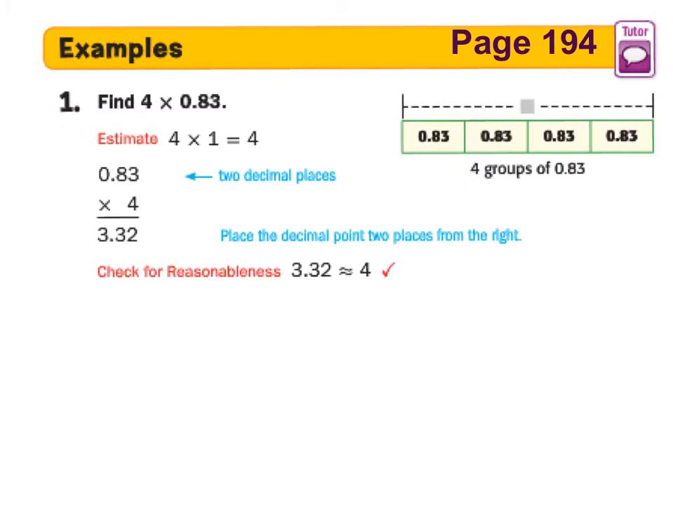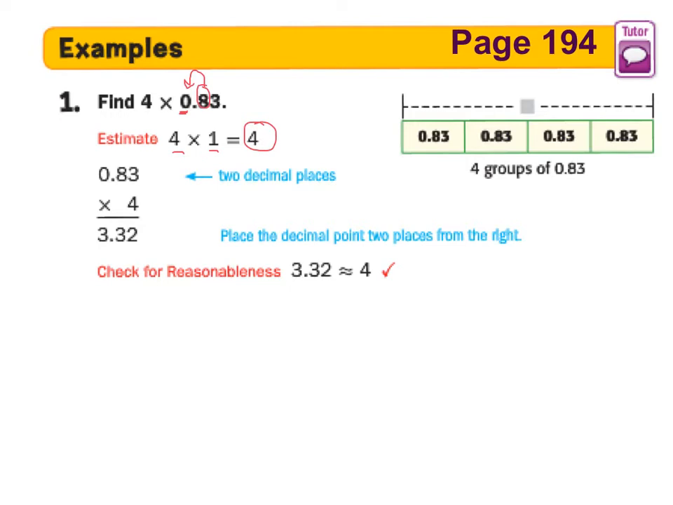Looking at example 1, we're going to start off with an estimate. 4 is a nice number as itself. We'll leave it as is. And if we are rounding to our greatest place value, the 8 is big enough to push the 0 to a 1. So our estimate is going to be 4 times 1, or 4. So then I would suggest, let's do this over on the side, we could take and add 4 groups of 83 hundredths together. We could stack them up.